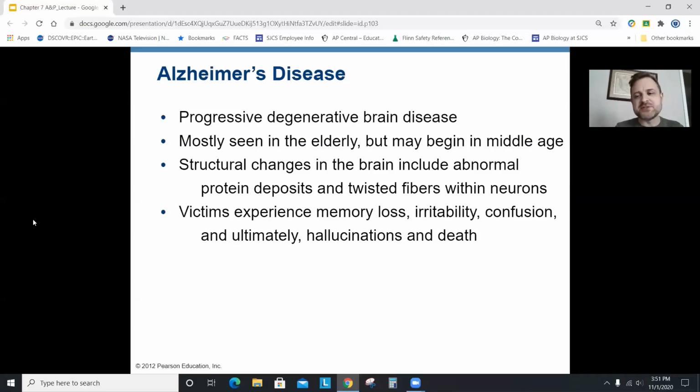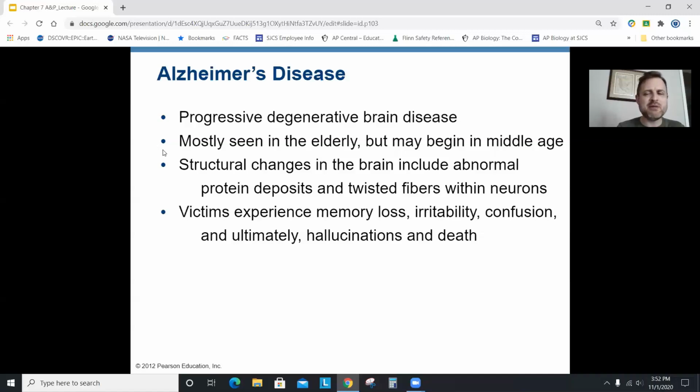This is a big area of research today because, when I was a kid, people really didn't know what caused Alzheimer's, and now we know that it's largely caused by this third point, abnormal protein deposits on your neurons. With Alzheimer's, it usually is with people who are elderly, but it can begin in middle age. It begins with memory loss. It will lead to irritability, confusion, where you don't know where you are. You forget your family's names, and by the end, you might forget who you are.